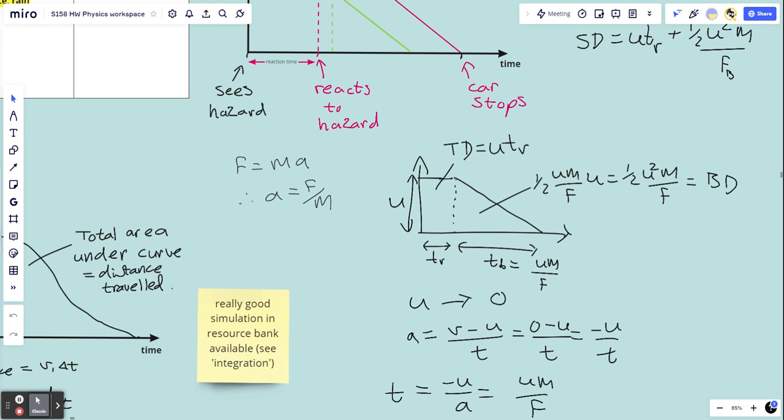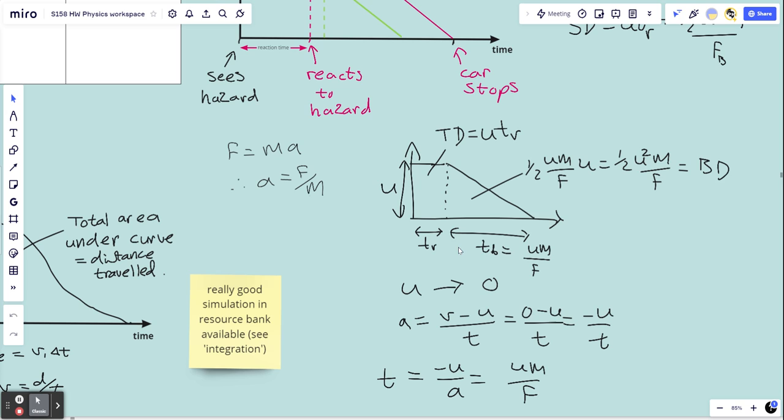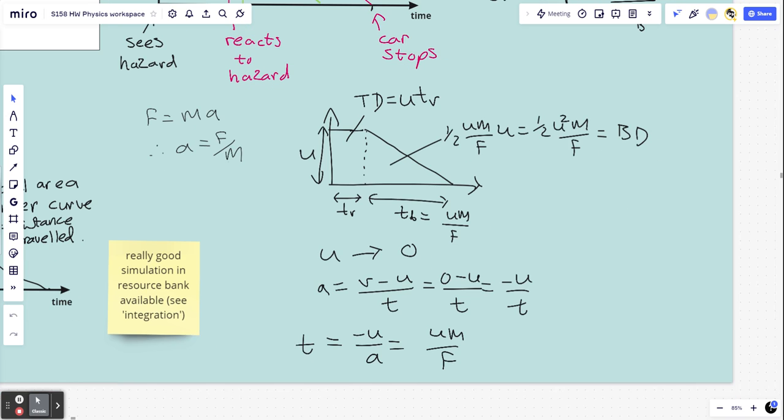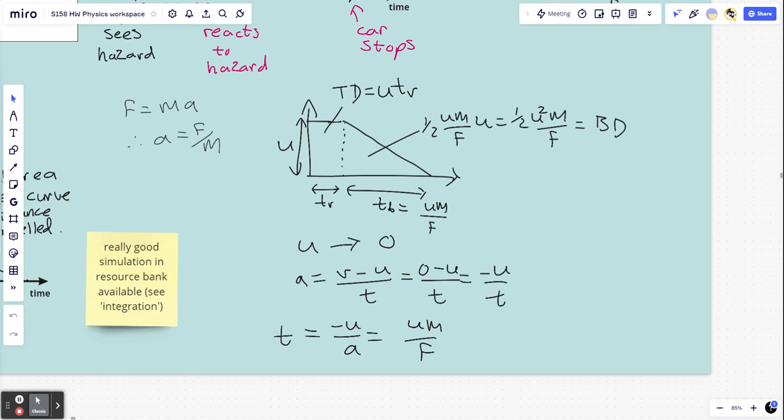Next thing is to work out, well, what's tb then, which we can call the period of time which he brakes. Well, that's going to be dependent on a few different things. It's going to be dependent on the friction caused by the car. So what we did then, let's have a think about this for a moment.